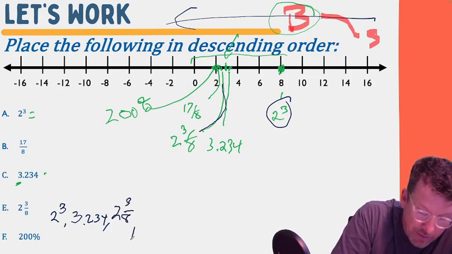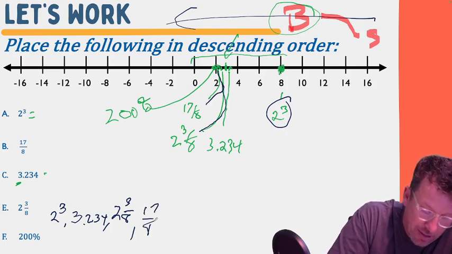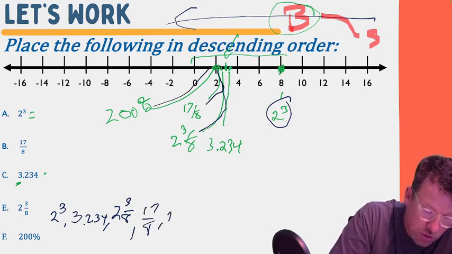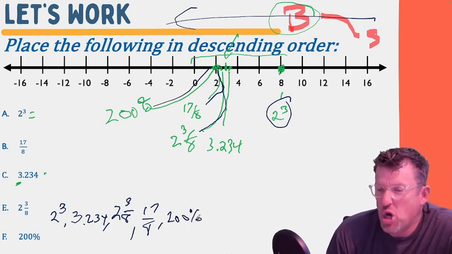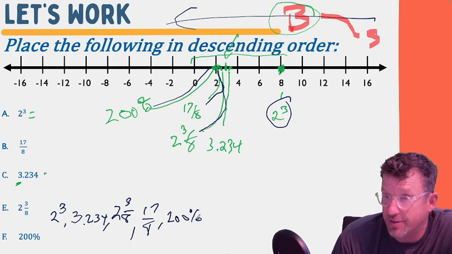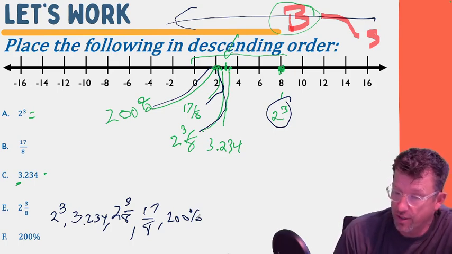And then where do we go after that? We go to 17/8. And then where do we go the last guy? 200%. Who would have thought, looking at those numbers, that 200% was the smallest number? I did. I thought it all along. What do you think about that?